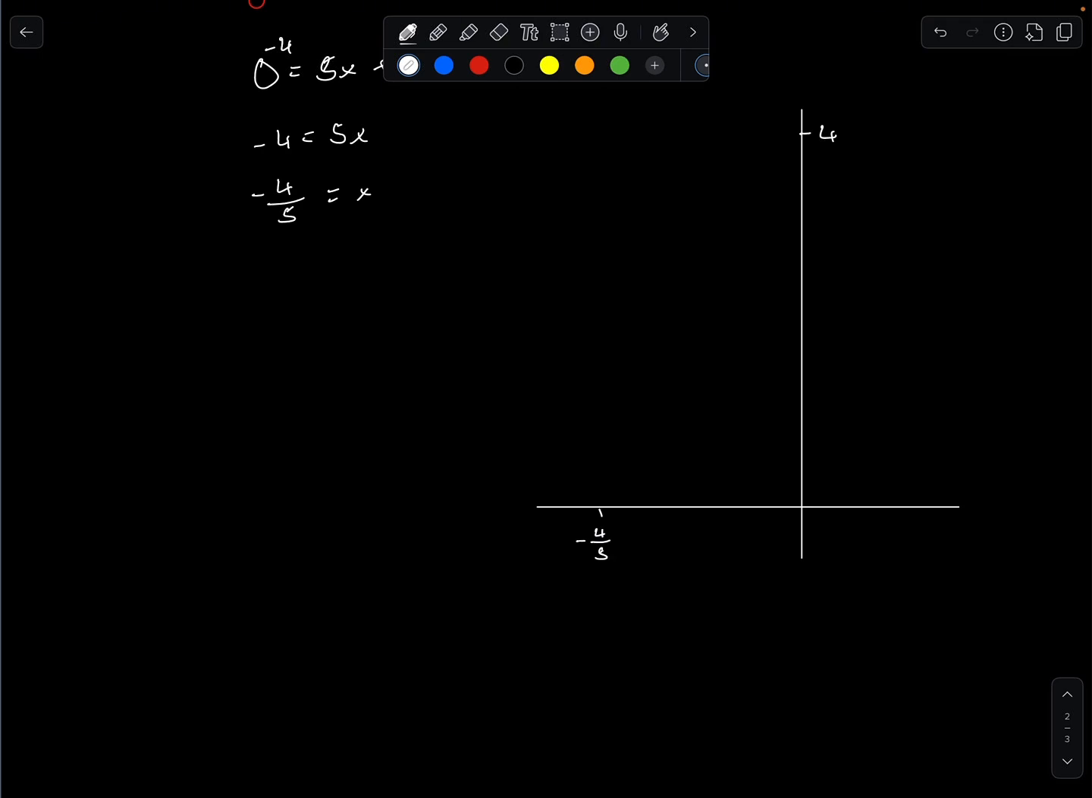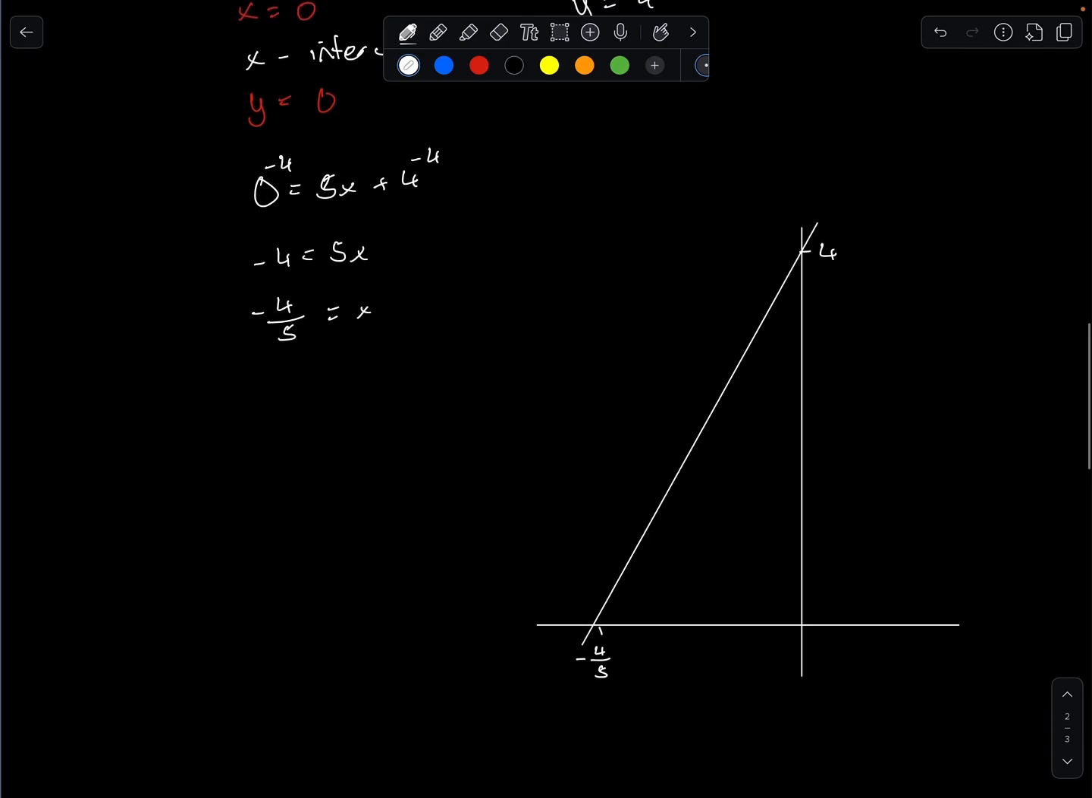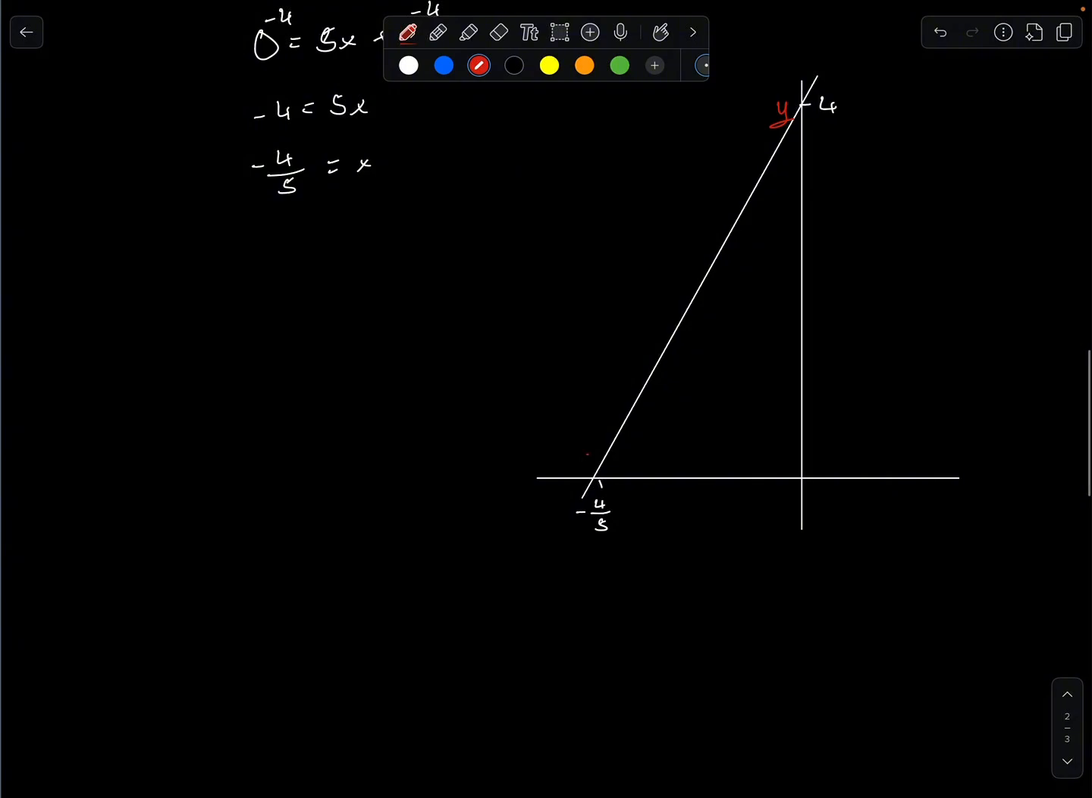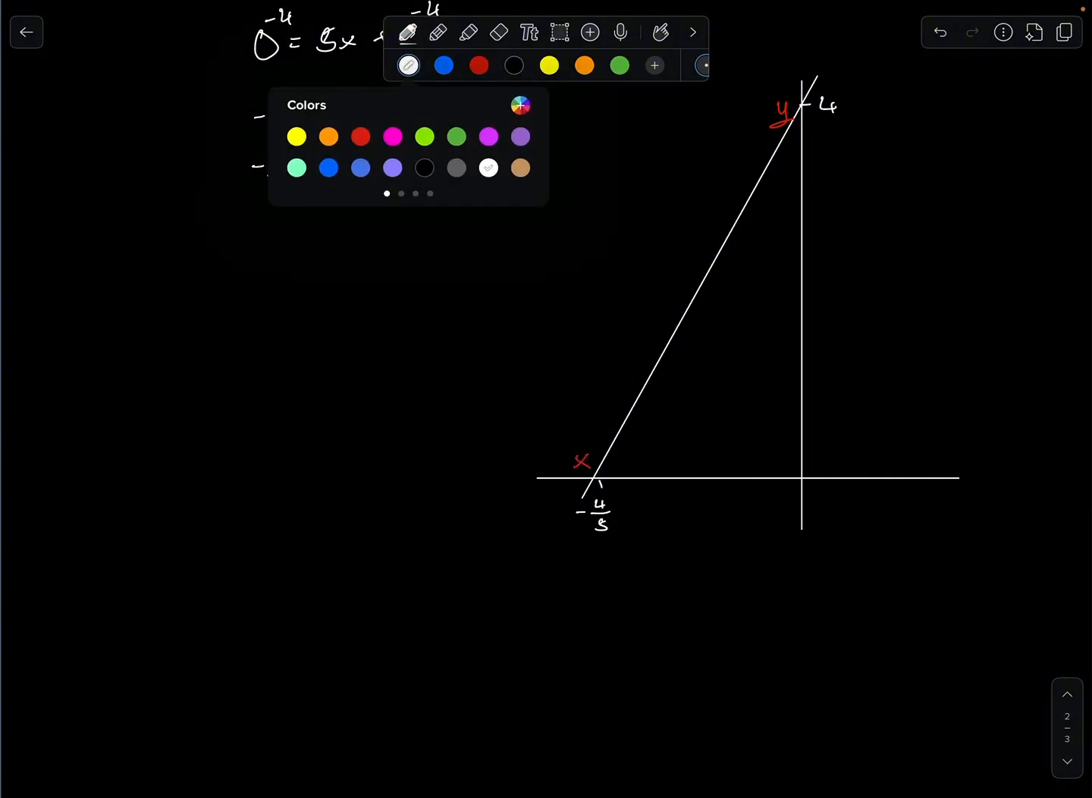So down here, we can say minus 4/5. And then, for our final bit, we're just drawing a line from minus 4/5 up to 4. This is our y-intercept, and this is our x-intercept. And that is why we learn linear equations.